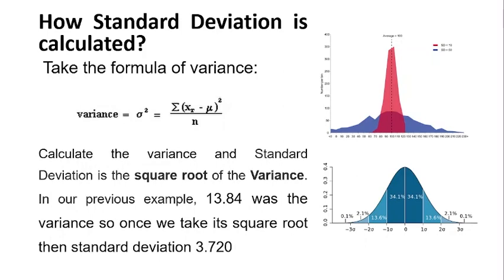So how to calculate standard deviation? If you have already calculated the variance with the given formula, it's very easy to calculate the standard deviation. For calculating the standard deviation, we take the square root of the variance. So in our previous example, 13.84 was the variance. So once we take its square root, the standard deviation is 3.72.